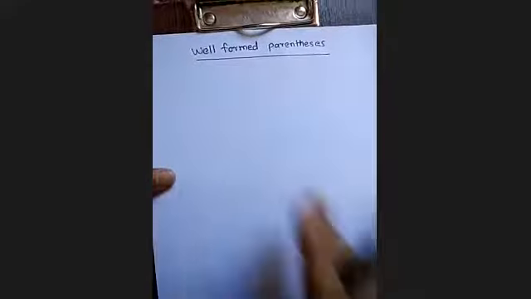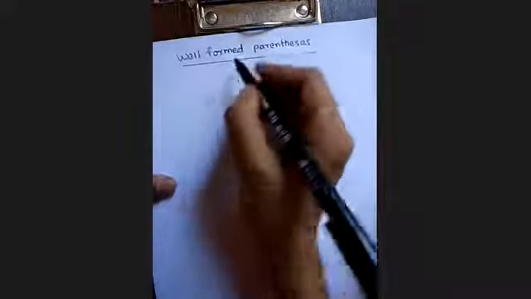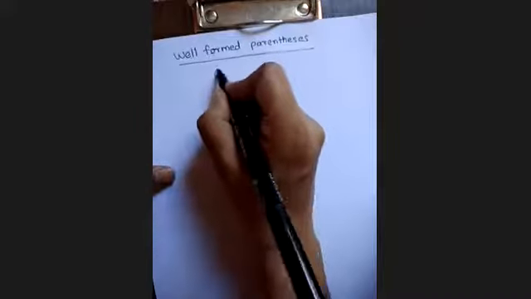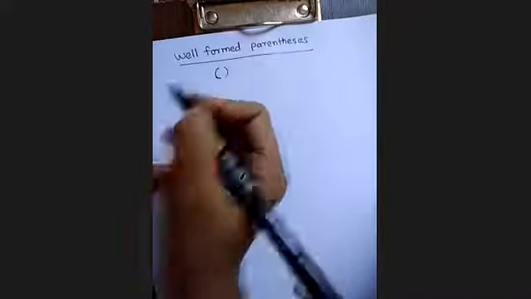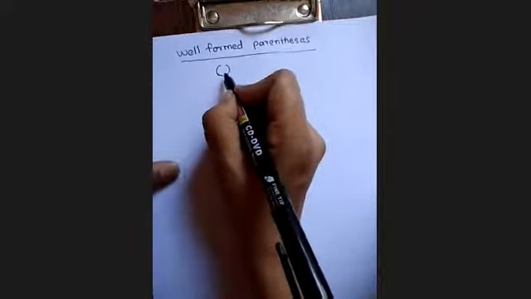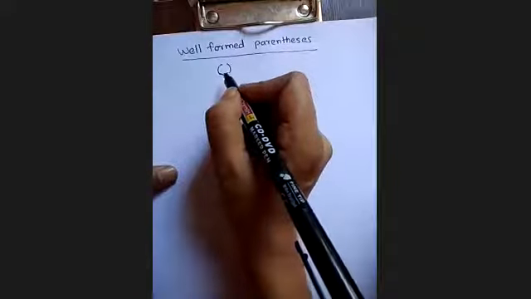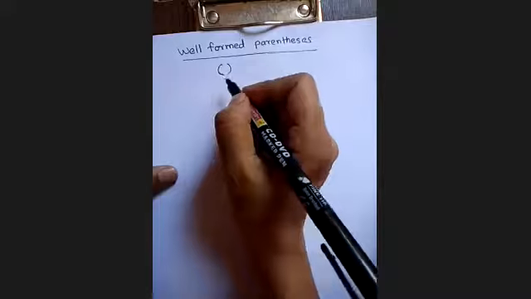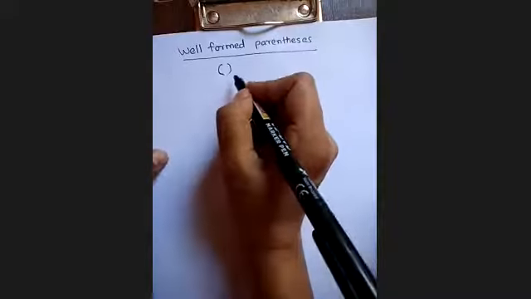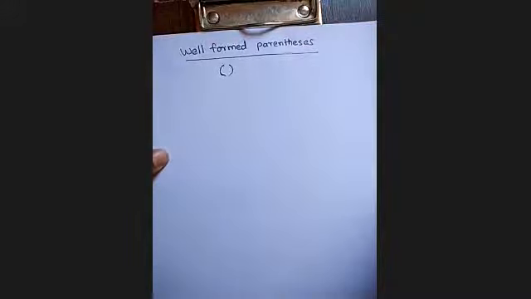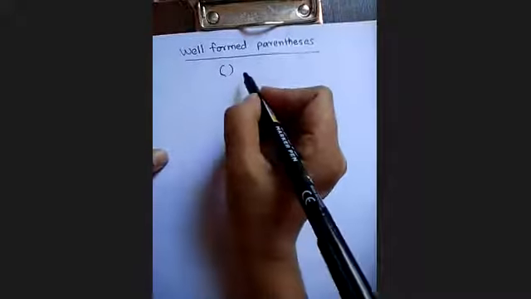So what does well-formedness of parenthesis mean? You are going to consider strings formed with parentheses like this. For each opening bracket, there must be a corresponding closing bracket. And we know that a well-formed string of parentheses should start with an opening bracket and must end with a closing bracket.